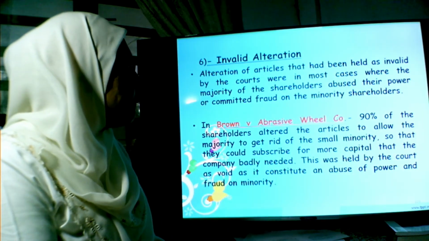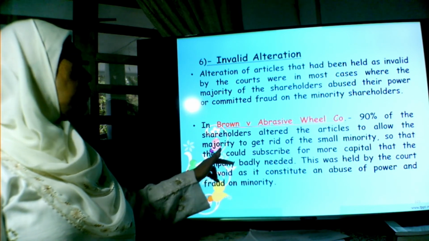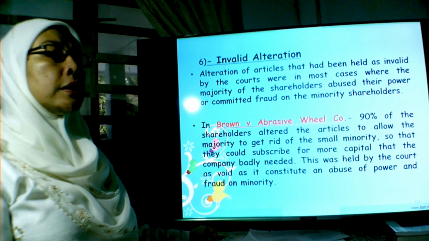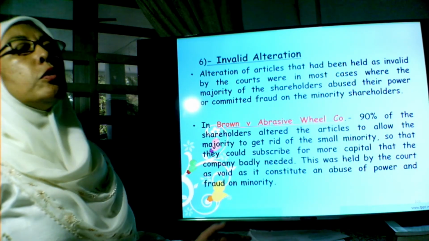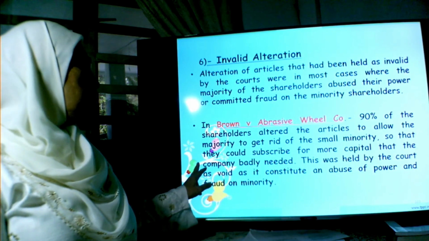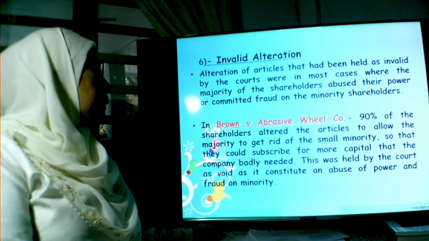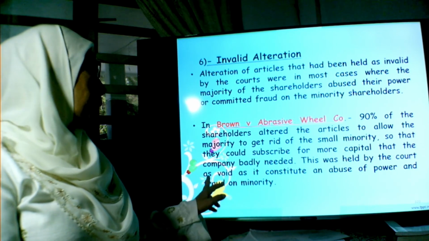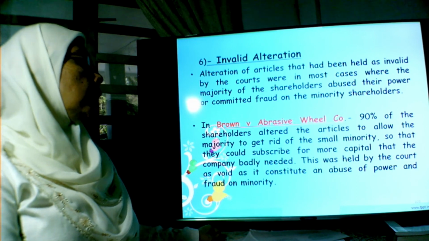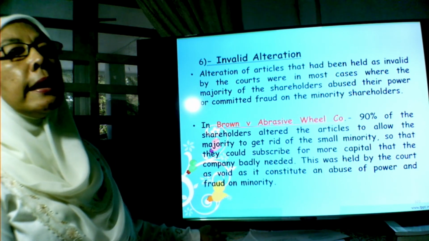So let us have a look in the case of Brown vs. Abrasive Wheel Company. So 90% of the shareholders altered the articles to allow the majority to get rid of the small minority. Kesian kan? Ya. 90% dia mengundi, dia nak menyingkirkan minority shareholder. So that they could subscribe for more capital. Because they wanted to subscribe for more capital that the company badly needed. This was held by the court as it constitutes an abuse of power and fraud on the minority. So this is not allowed.